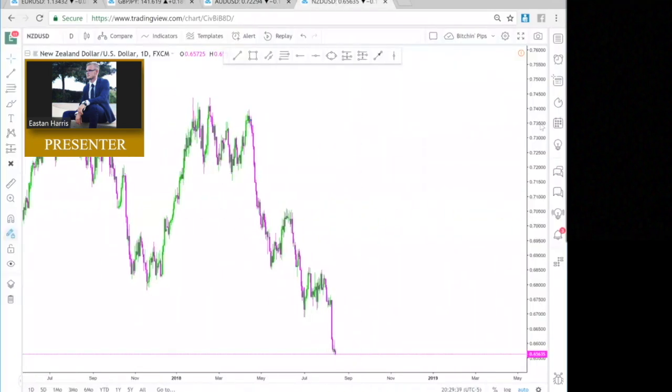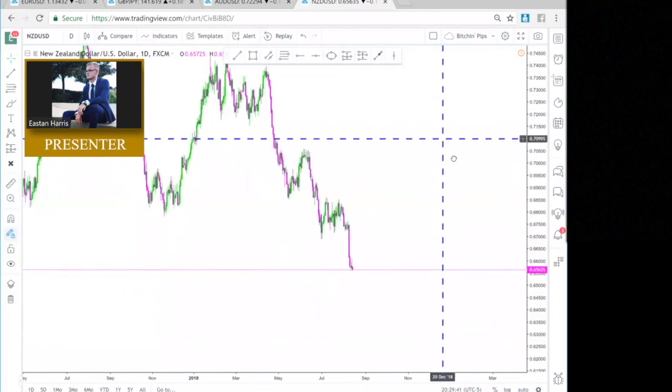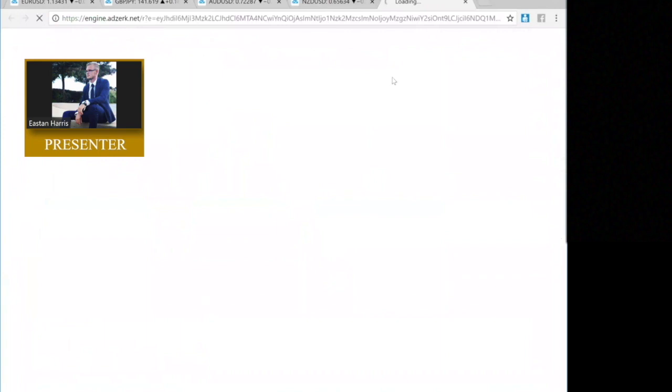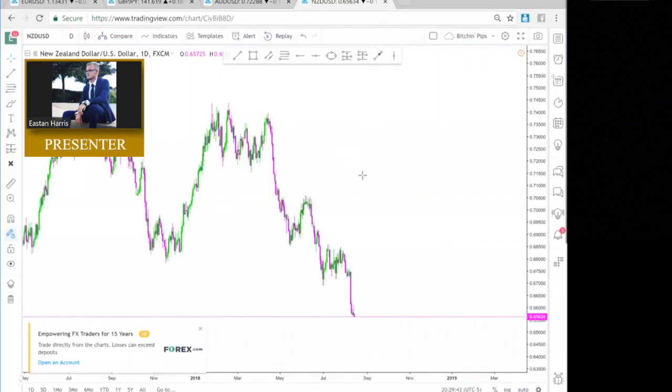Let's see what's going on. Okay, this is a steep swing here. Oh my goodness, I'll pay these ads whatever they want, I swear.